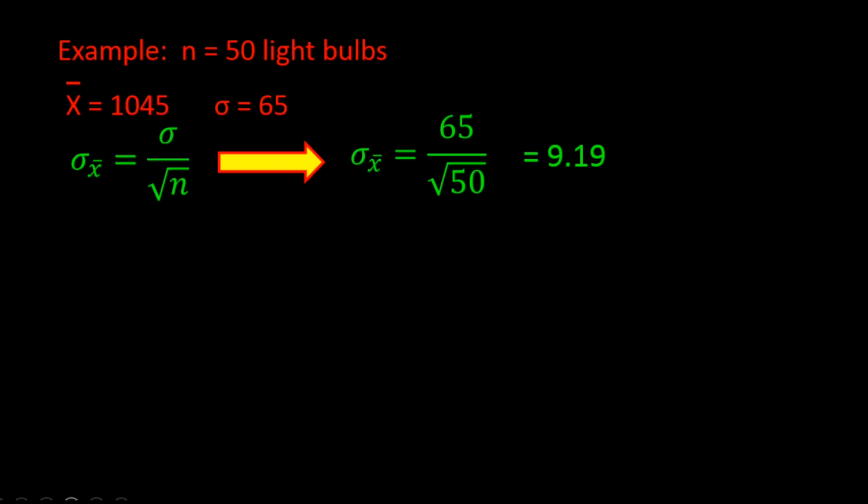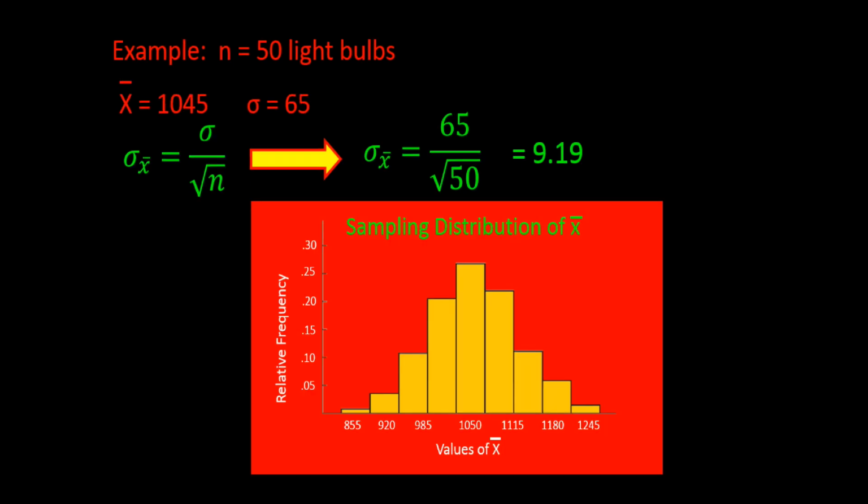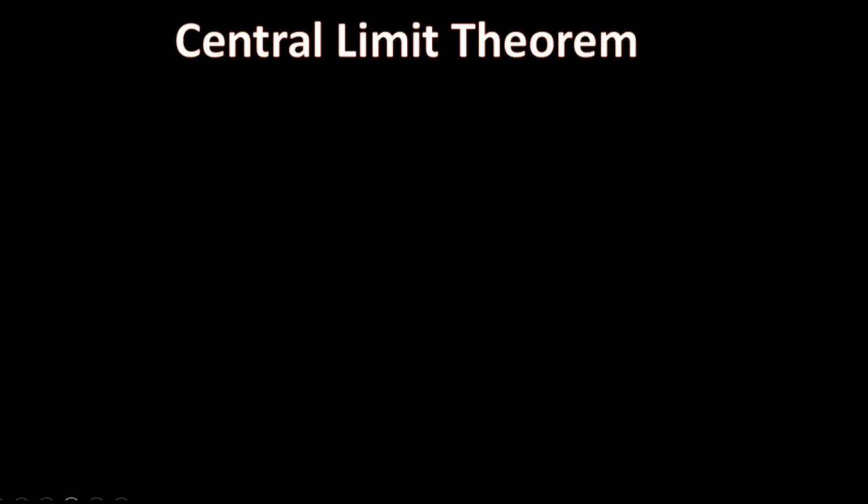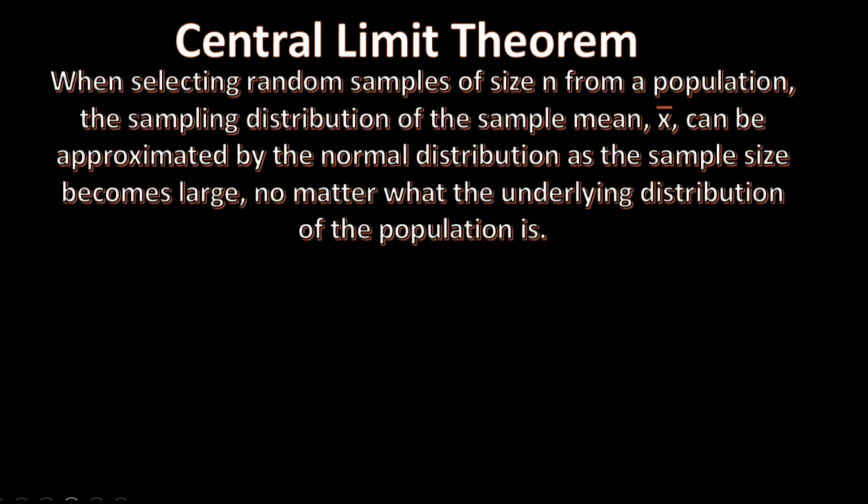And if we plot all of these sample means into a histogram, we would get something that looks like this, a normal distribution curve. In fact, the larger our sample size is, the closer the sampling distribution will approximate the normal distribution curve. This is called the Central Limit Theorem. It states, when selecting random samples of size n from a population, the sampling distribution of the sample mean, x bar, can be approximated by the normal distribution as the sample size becomes large, no matter what the underlying distribution of the population is.